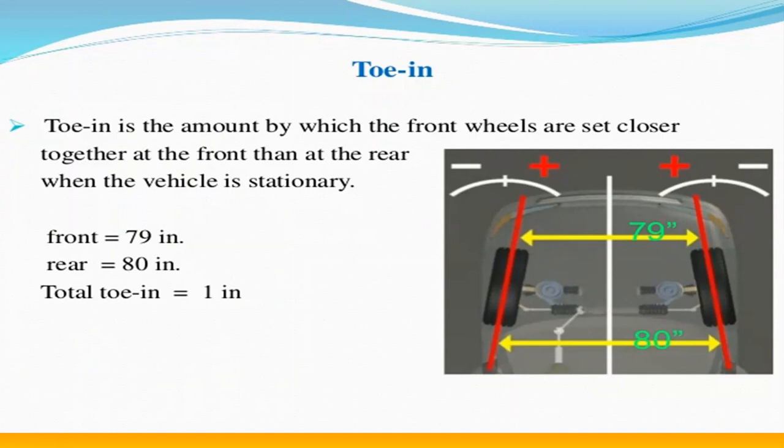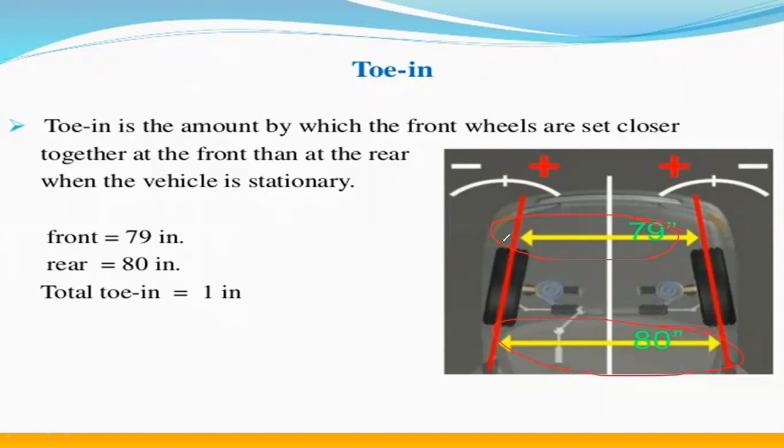Toe in is the amount by which the front wheels are set closer together at the front than at the rear when the vehicle is stationary. When the vehicle is stationary, you can observe the front side of the wheel length and the back side of that length. You can see that the front is 79 inches and the rear side is 80 inches.